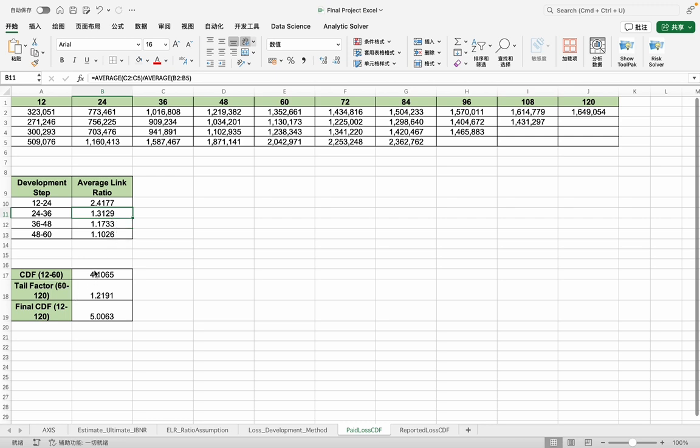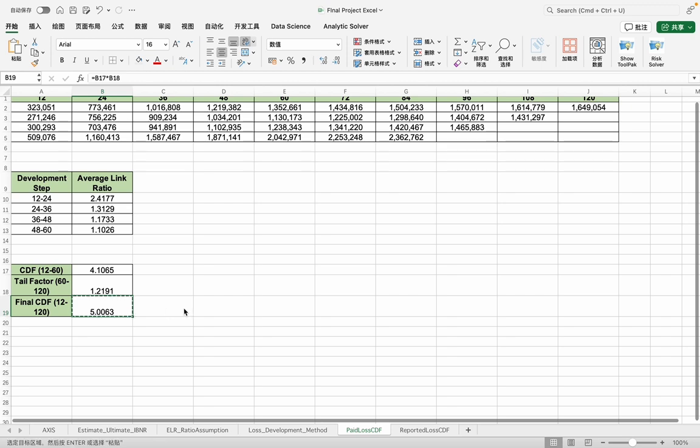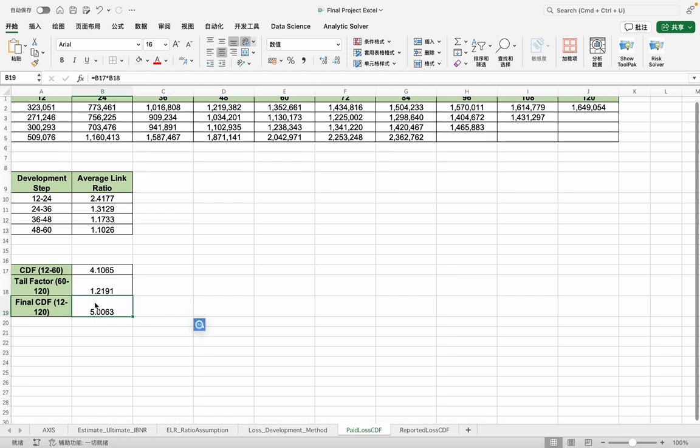To calculate the CDF from 12 to 60 months, I multiply these ratio averages. Since later development steps were missing for newer years, I used accident year 2008 to calculate the tail factor from 60 to 120 months. The tail factor equals the loss at 120 months over the loss at 60 months. Combining the above, the final CDF is the CDF 12 to 60 multiplied by the tail factor, and the result is 5.0063 for the paid loss.